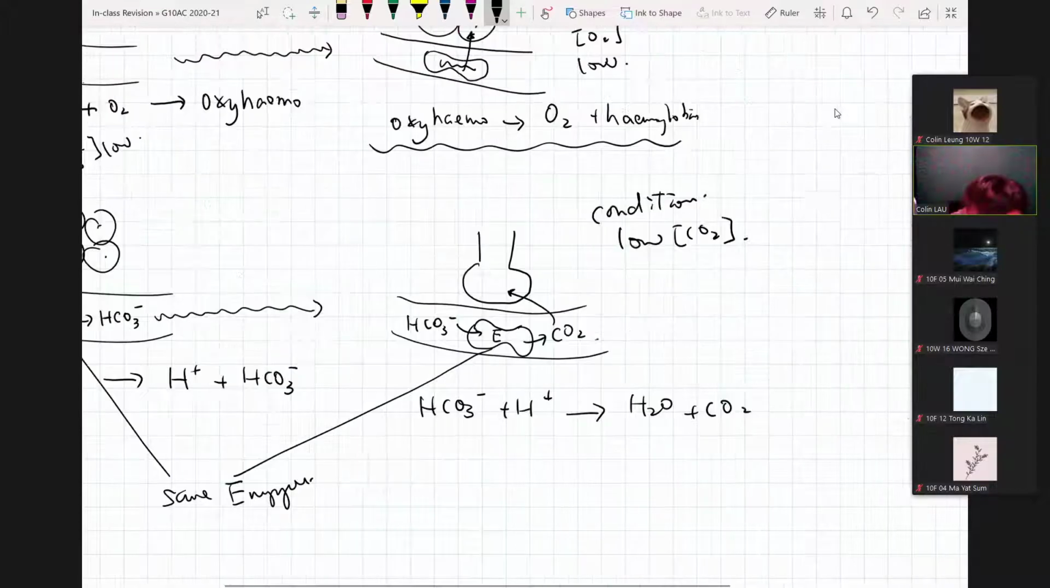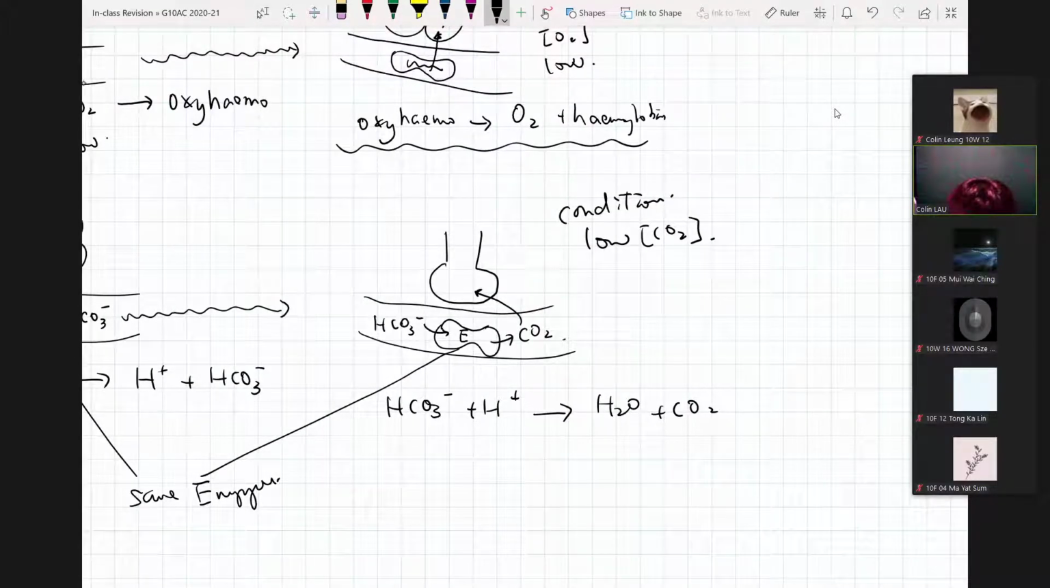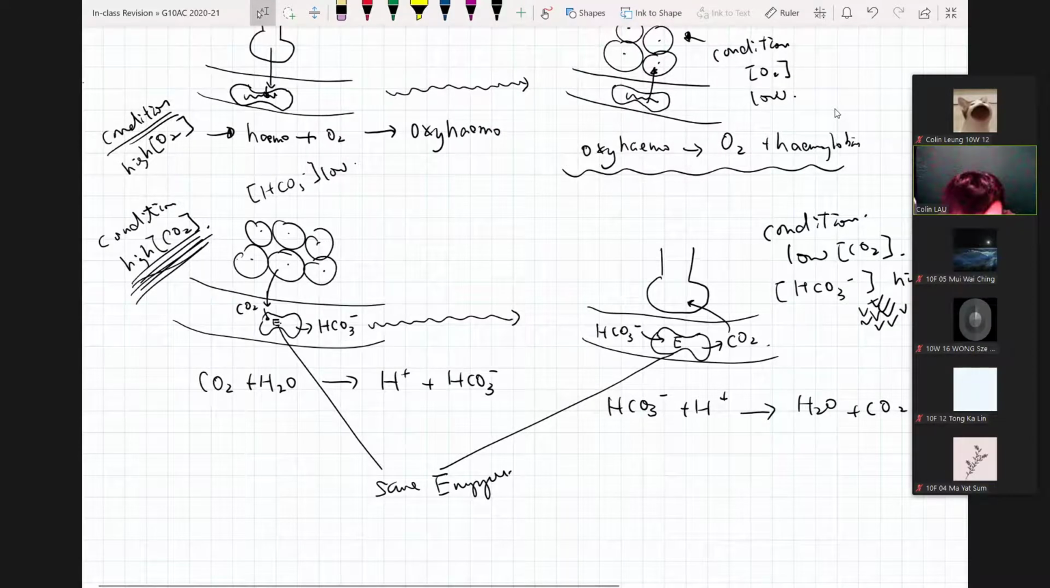But when you look back at the condition where CO2 concentration is low, that means on the other hand, the HCO3 minus concentration will be relatively higher. So the chance for this one to win the competition for the active site of that particular enzyme will be higher. More chance for HCO3 minus to bind to the enzyme there, and more chance for HCO3 minus to get turned into CO2 rather than the other way. All right, so CO2 can diffuse out in that case. So that's how the transport of gases works.